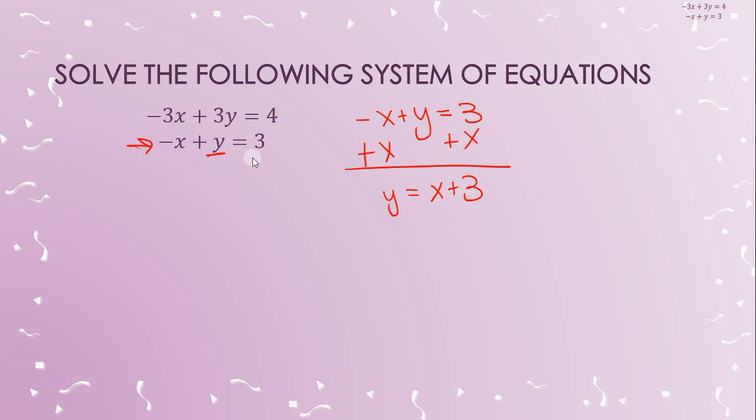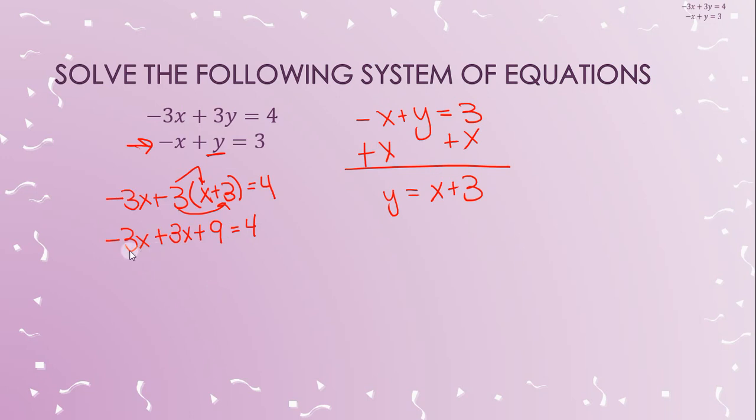Now, into the top equation, I'm going to plug in a y. I'm going to plug in x plus 3, wherever I see this y here. So I have negative 3x plus 3 times the y, which is x plus 3, and it's going to be equal to 4. So negative 3x plus 3 times x, that's 3x. Doing some distributive property again. And then 3 times 3, that's 9. And that's going to be equal to 4.